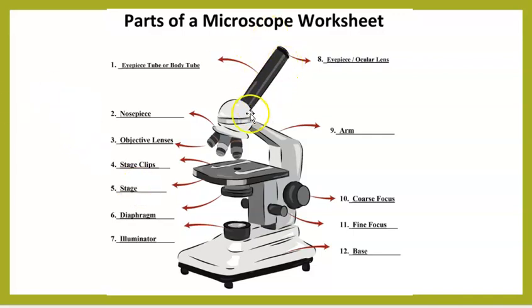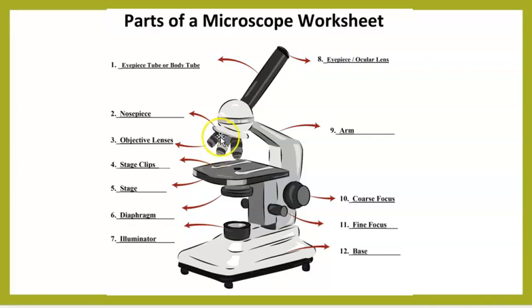So here, this big long thing is called an eyepiece tube, and you have a lens here. It's the eyepiece or the ocular lens. Please remember, lenses are always there for magnification. So you have an eyepiece lens and you have objective lenses here. So you have lenses in two parts in the light microscope.